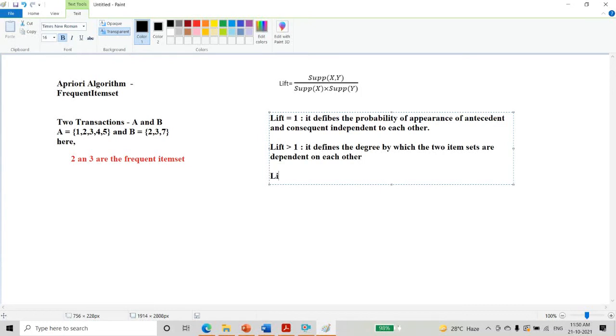And what is the third condition here? Lift is less than 1. In that case it describes if there are any alternatives for each other's items.